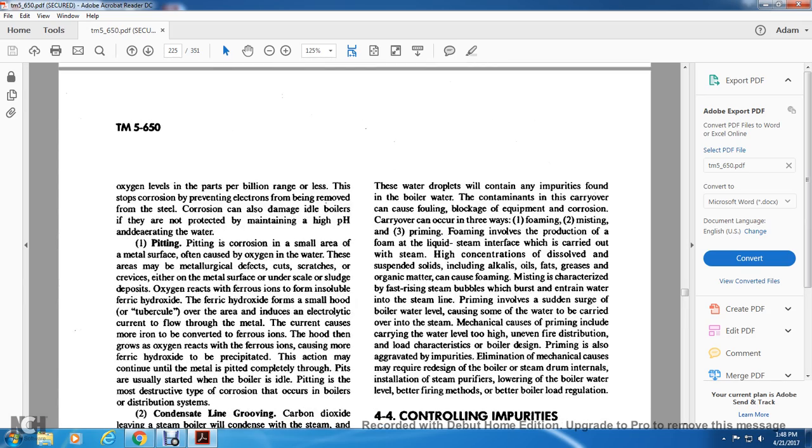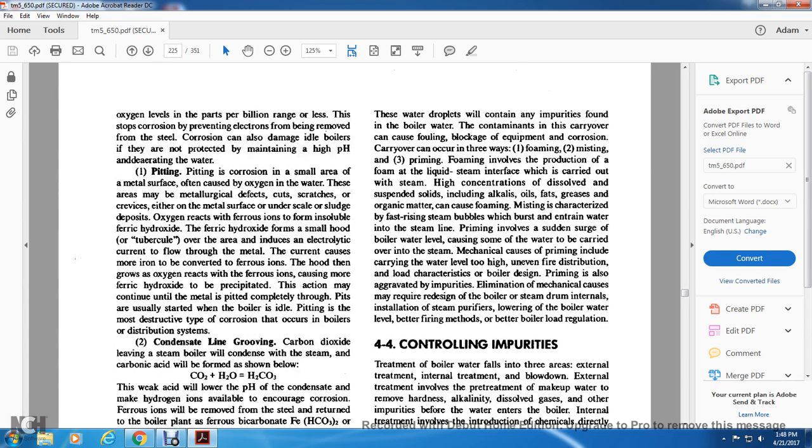Both external and internal water treatment is to keep oxygen levels in the parts per billion range to stop corrosion, preventing electrons from being removed from the steel. Corrosion can also damage idle boilers if they are not protected. Maintain line pH and deaerate the water.